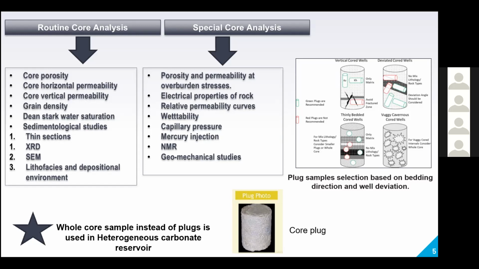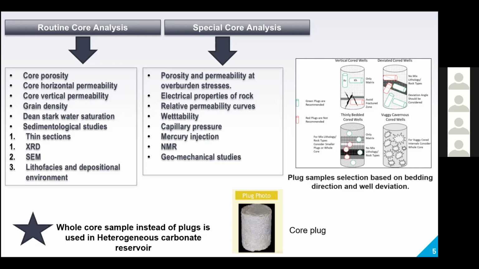The special core analysis is more expensive than the conventional core, but it's very essential for any field development plan. It gives you porosity and permeability at overburden stress, because as everyone knows, the porosity and the permeability underground are affected by overburden stress. So you need to compare your porosity from the log under overburden stress with the total porosity you calculated. The electrical properties of the rock, represented by a, m, and n, as I mentioned, are essential, especially for the carbonate formation evaluation.